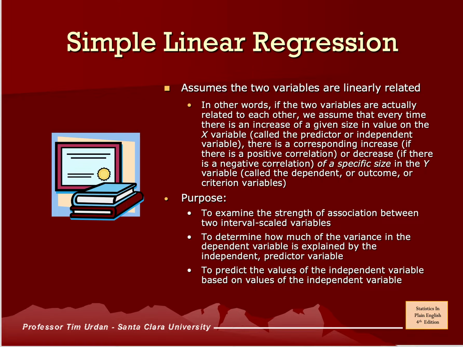Simple linear regression is going to assume that two variables are linearly related. That's a really key assumption: as one increases, the other increases, or as one decreases, the other decreases. It has to be linear. If it's not linear, then we have a problem. The purpose of it is to look at how strong an association is, to be able to predict what's going to happen with that linear regression equation, and how the interaction is going to look between the independent and the dependent variable.